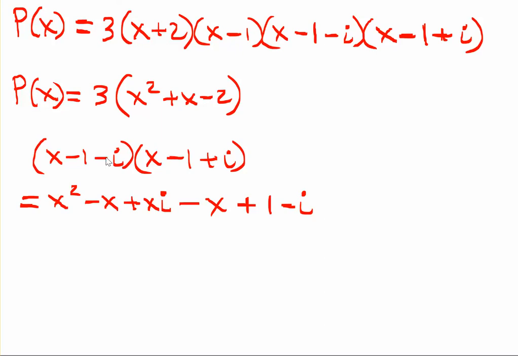Okay, last term. Negative i times x, that's going to give you negative xi. Negative i times a negative 1, so plus i. Okay, the fun one here, negative i times a positive i.